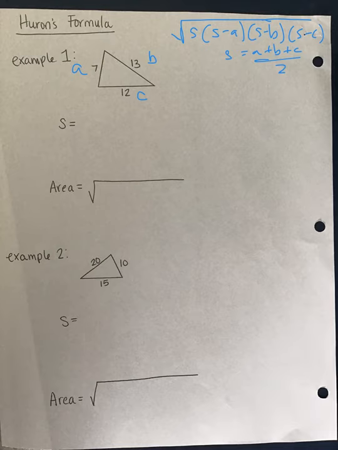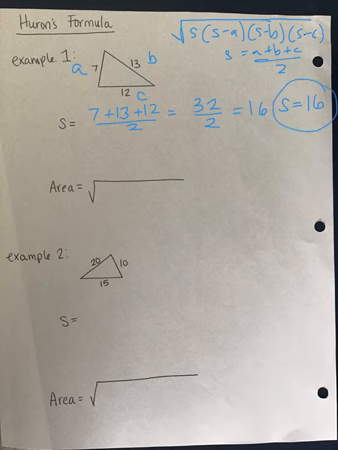So we're going to do 7 plus 13 plus 12 and divide it by 2. So 7 plus 13 plus 12 is 32, divided by 2 is 16. So our s equals 16. Now you have to put this 16 into this big old thing right here.